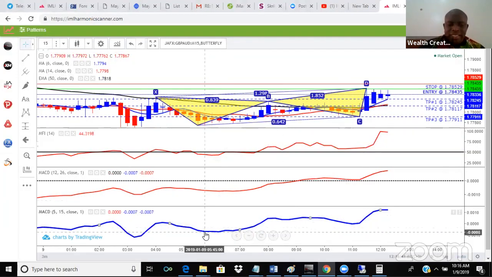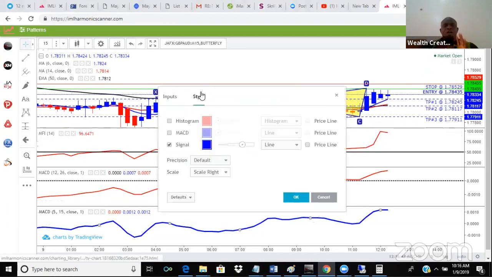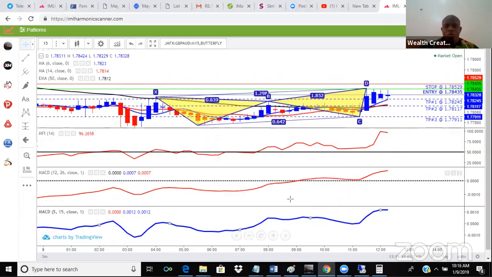So with these settings, watch carefully. 5, 15, 1. On the style, I uncheck histogram, I uncheck MACD, and I only leave the signal line, and I make that blue. So I click on OK. So now I have two MACDs.